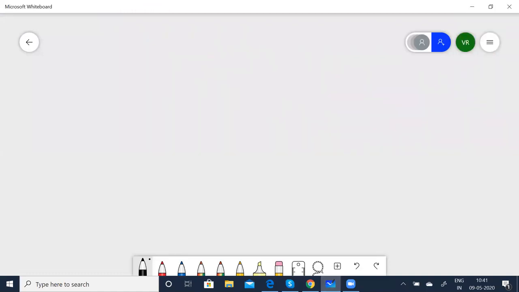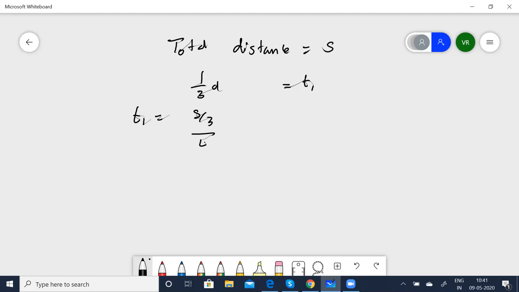Let us take the total distance as S. Now let the time taken for the first 1/3 of the distance be T1. So what will be T1 now? T1 will be equal to S by 3 by 4, which is equal to S by 12.